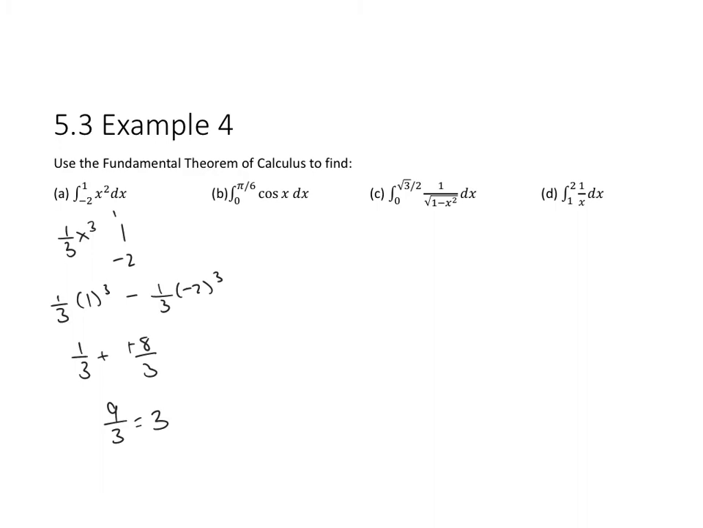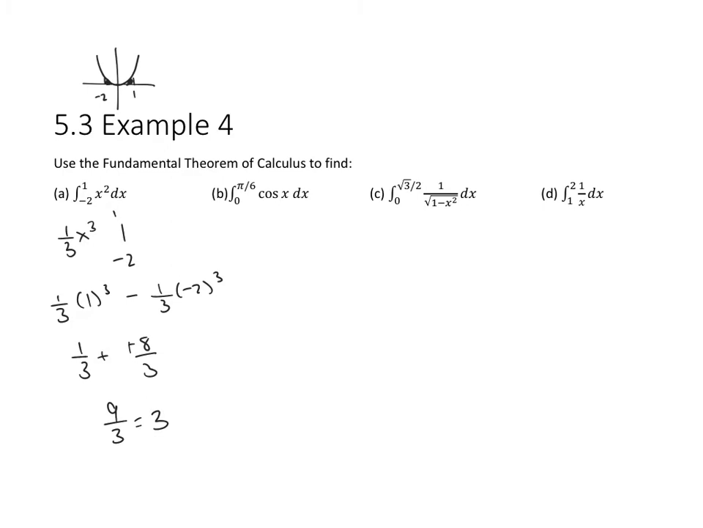So the area under the curve between -2 and 1 for x squared looks like this. If I go from -2 to +1, this area under the curve is going to be 9/3, or 3.